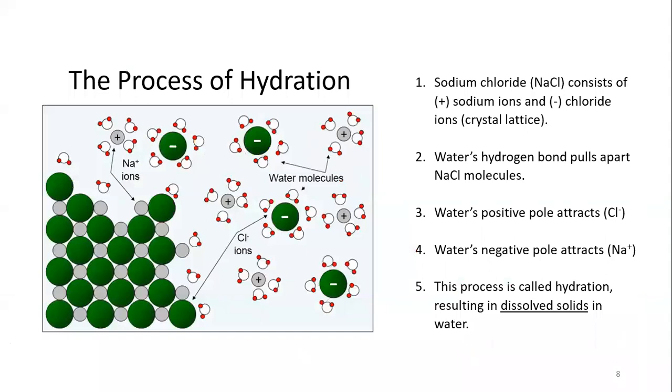The process of hydration. Sodium chloride consists of positive sodium ions and negative chloride ions in the form of a crystal lattice. Water's hydrogen bond, which is stronger than ionic bonds, pulls apart the NaCl molecules. Water's positive pole attracts the negative chloride ions, while negative poles attract the positive sodium ions. This process is called hydration, resulting in dissolved solids in water.